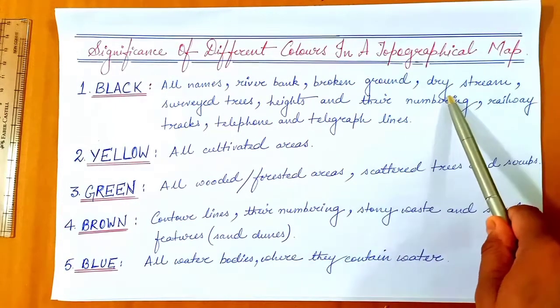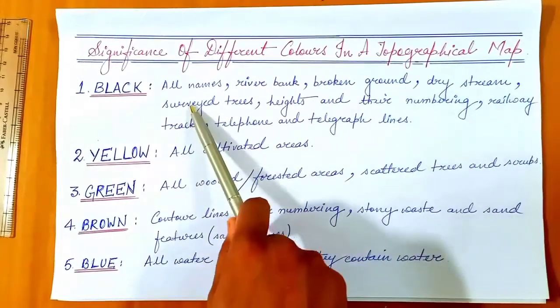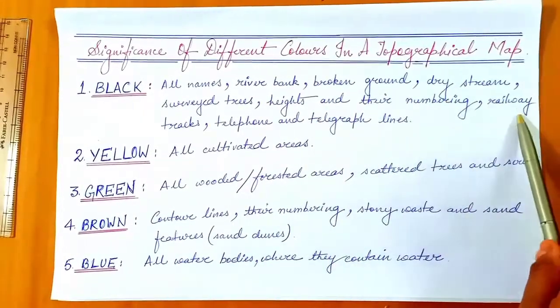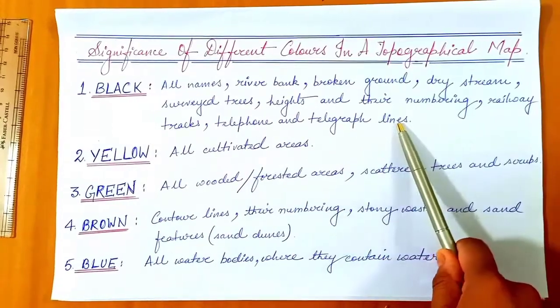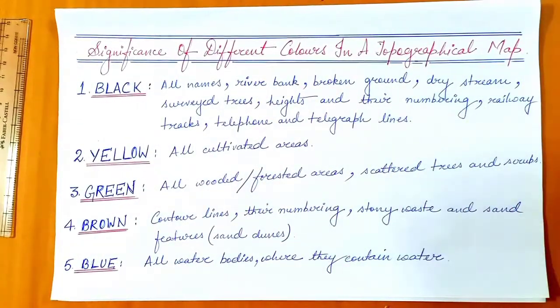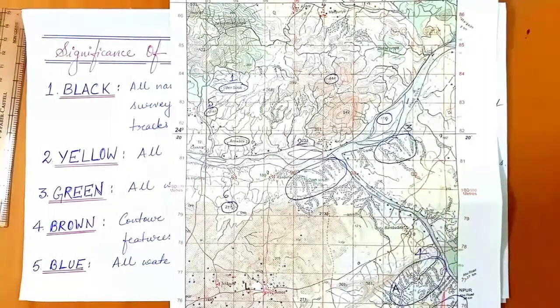And this kind of feature is known as broken ground. Apart from this, we also use black color to show dry stream, survey trees, heights and their numbering, railway tracks, telephone and telegraph lines. So all these features are shown with black in a topographical sheet. We have seen the names of the features that can be shown with black. Now we will see in the map, then it will be clear.